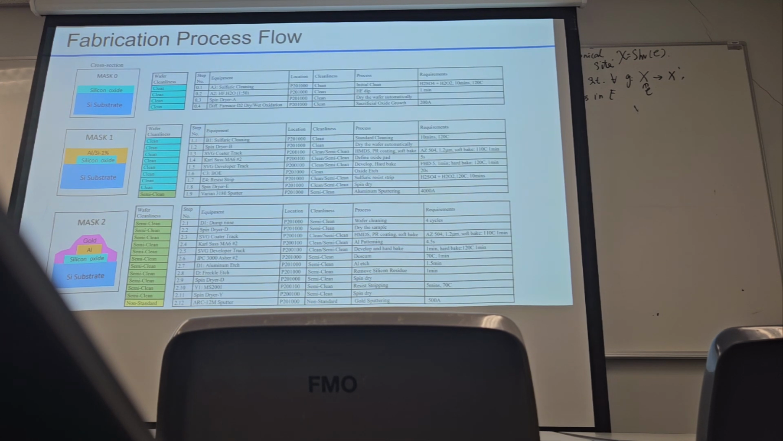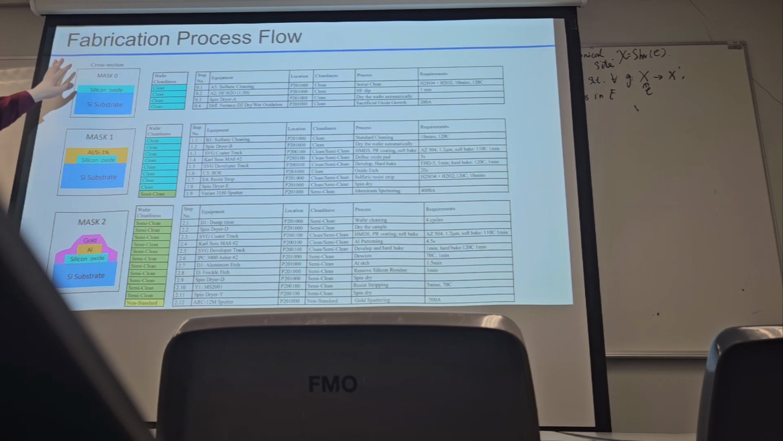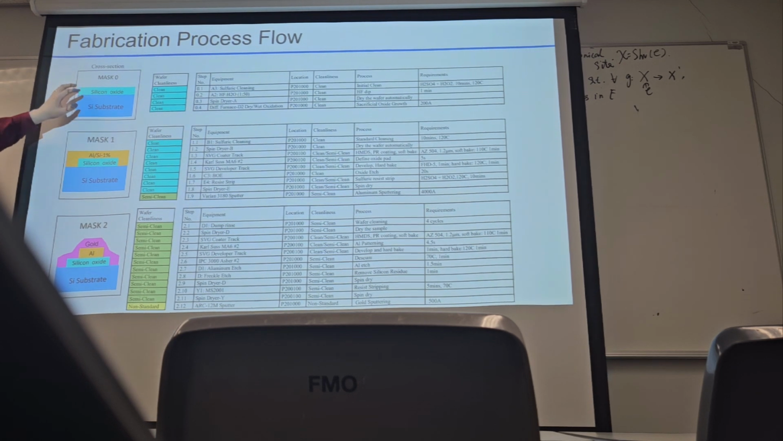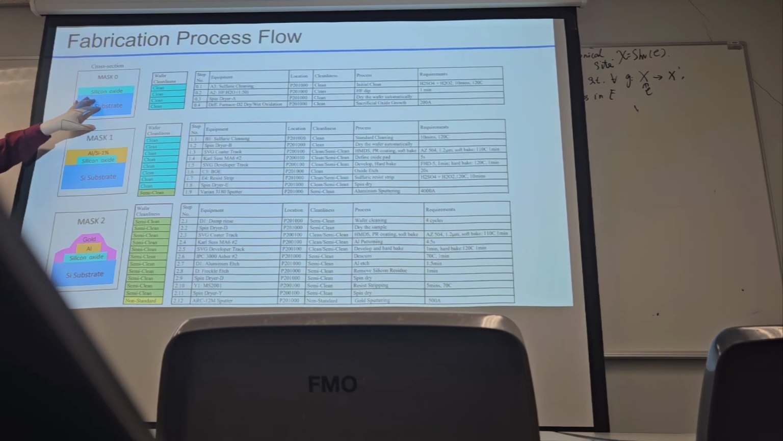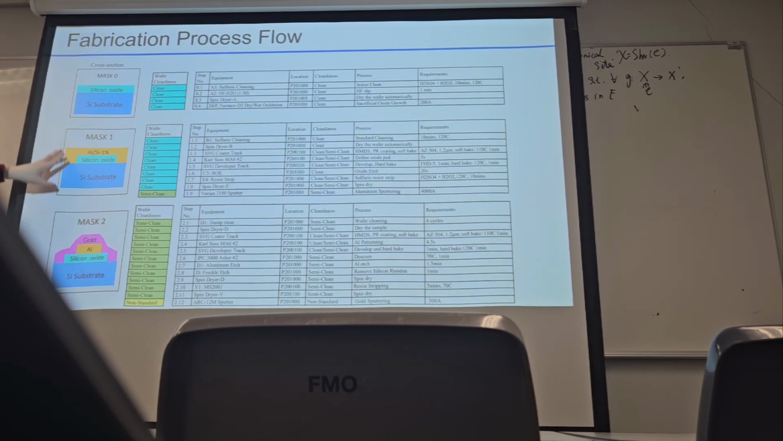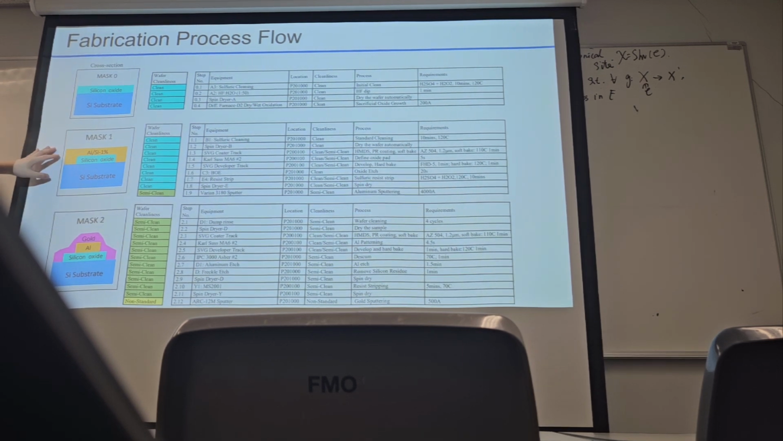Okay, so this is the standard. It's not standard, but the simplified fabrication process flow. So this part, the left part, shows the cross-section view, which we have discussed many times. Right? When we discuss the device, we always use the cross-section view to understand the fabrication process.